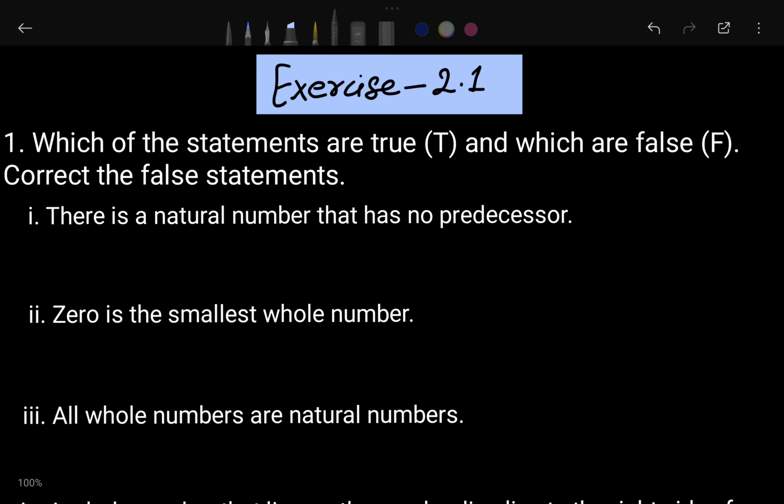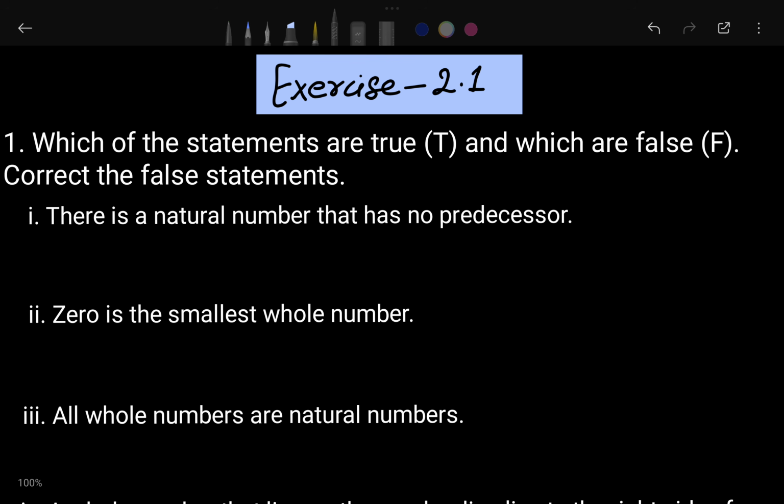In today's video we are going to see our second chapter, whole numbers, exercise 2.1 solution. Let's see this exercise 2.1, and believe me, by the end of this video you will not have a single doubt in this exercise 2.1.